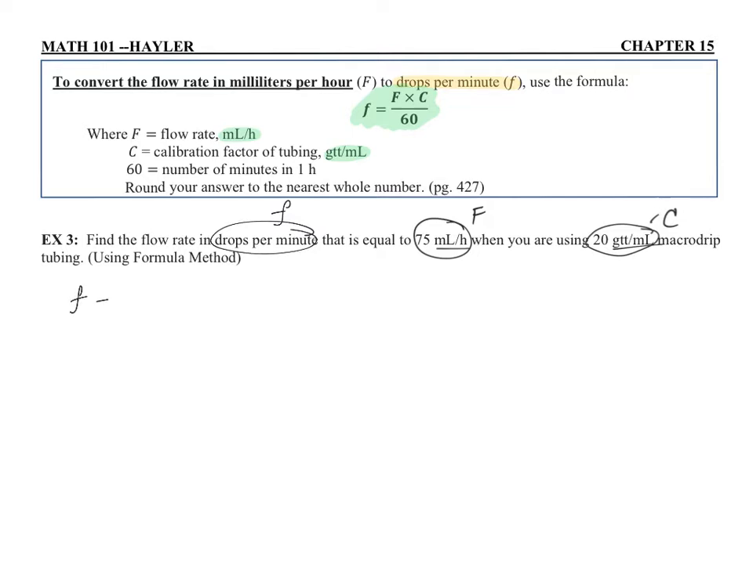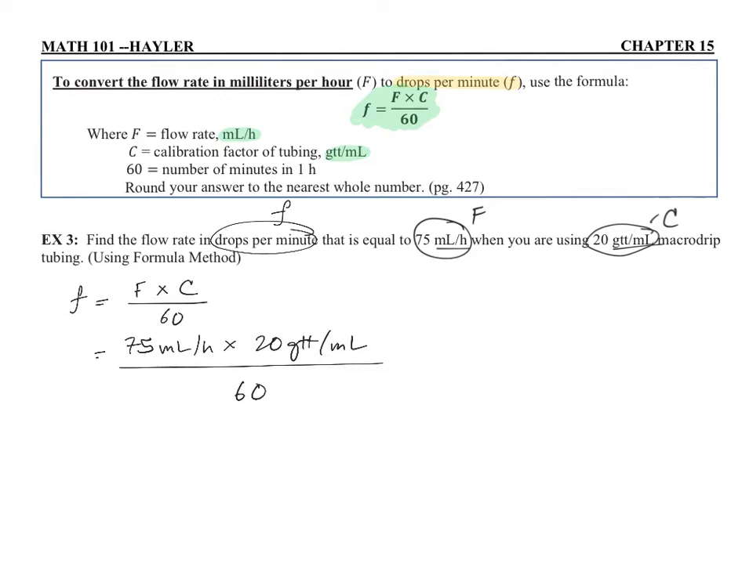So let's go ahead and use our formula. Drops per minute is going to equal, I would just like to write out the formula in the beginning. Now let's go ahead and fill this in. F was 75 milliliters per hour times 20 GTT per milliliter divided by 60, and this is in terms of minutes per hour. So let me write this out a little more like what it's actually supposed to look like to help with canceling some of our units.